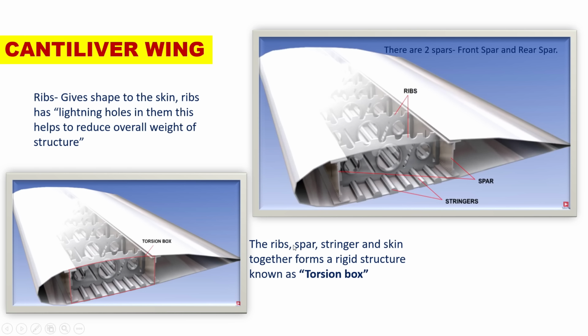One more thing is that when these things are considered together, they form a torsion box. Torsion box is just a fancy name given to a box-shaped structure that is formed inside the wing, which is very, very strong. So you have your ribs, you have your stringers, you have your skin, and you have your spars. These are the spars. The I-shaped structures you are seeing here are spars. So these things together form a torsion box, which is very, very strong. Okay, this is also a DGCA question.